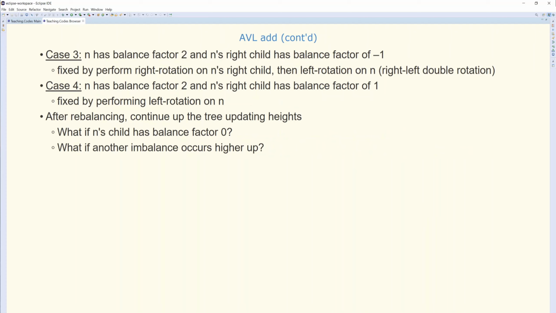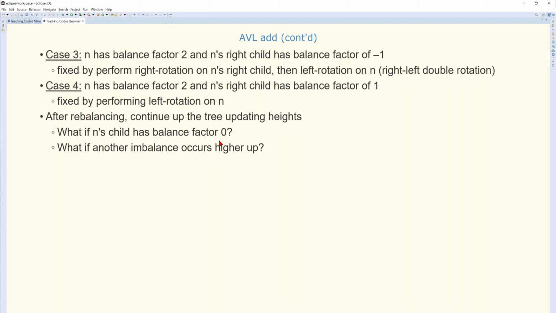However, if you, instead of -2, if you see a +2, but its right child has -1, then it will be case 3. Again, double rotations. If the node has the balance factor of 2 and its right child has balance factor of 1, then a left rotation, a single rotation, will solve it. After you balance the tree, you continue up the tree.